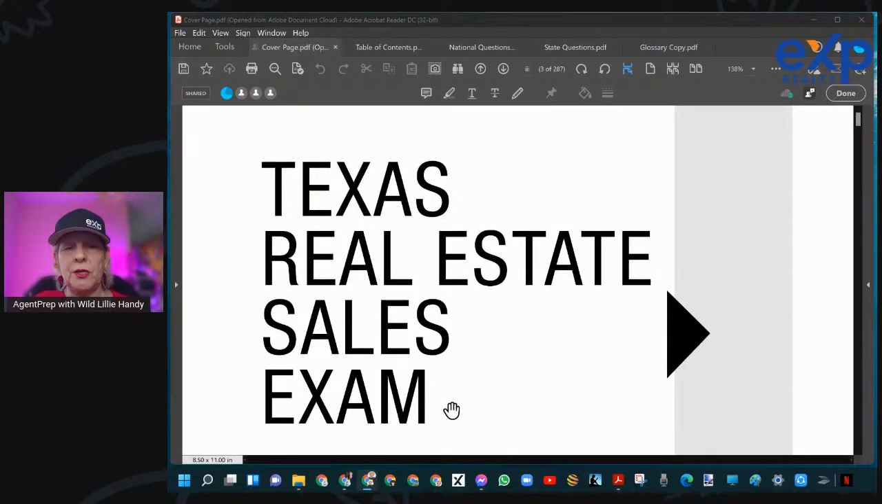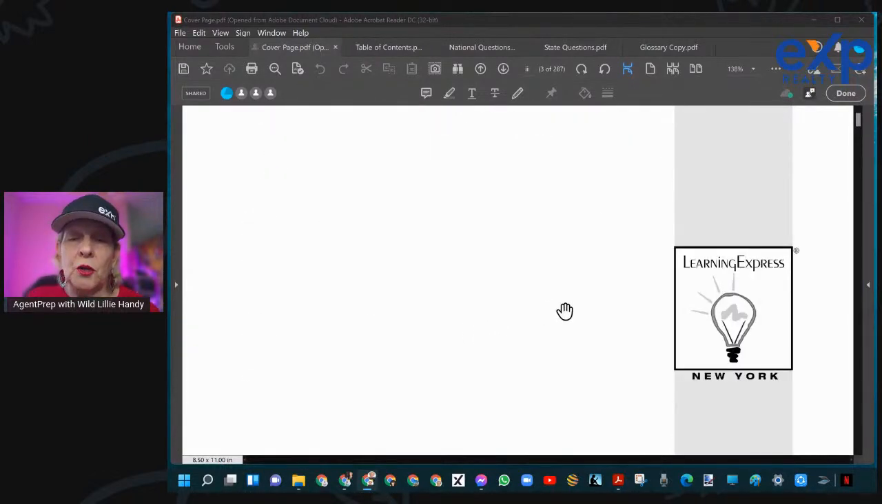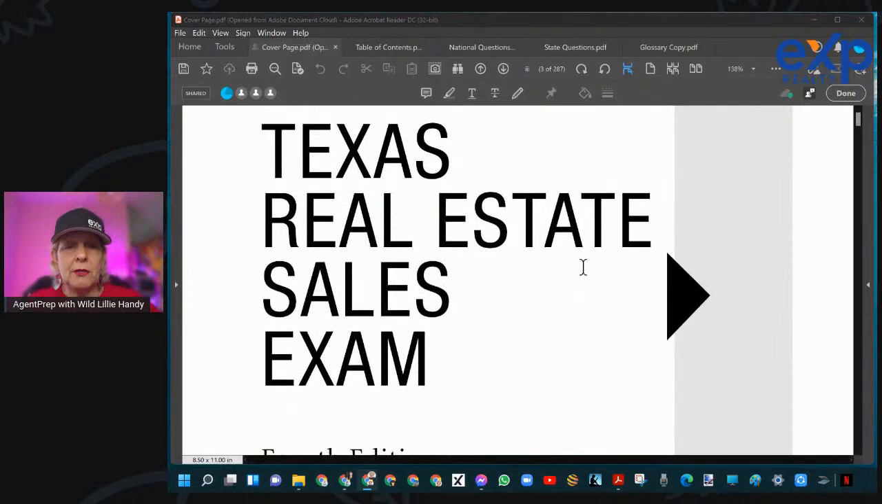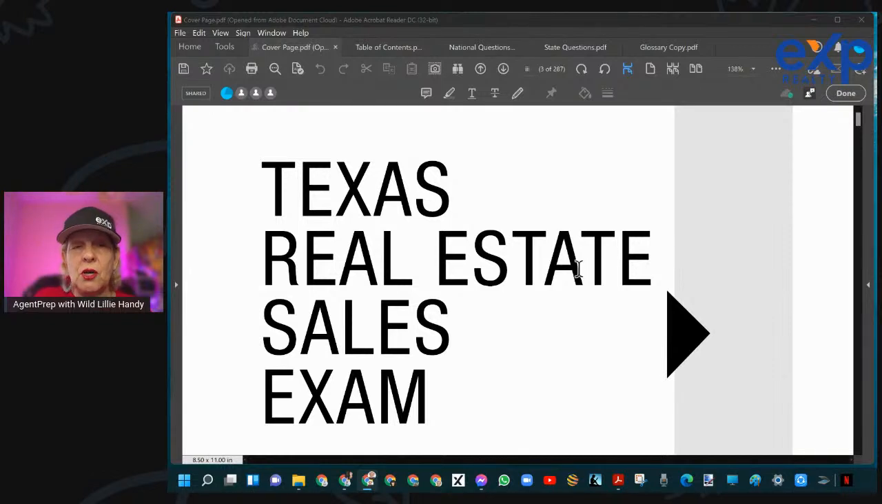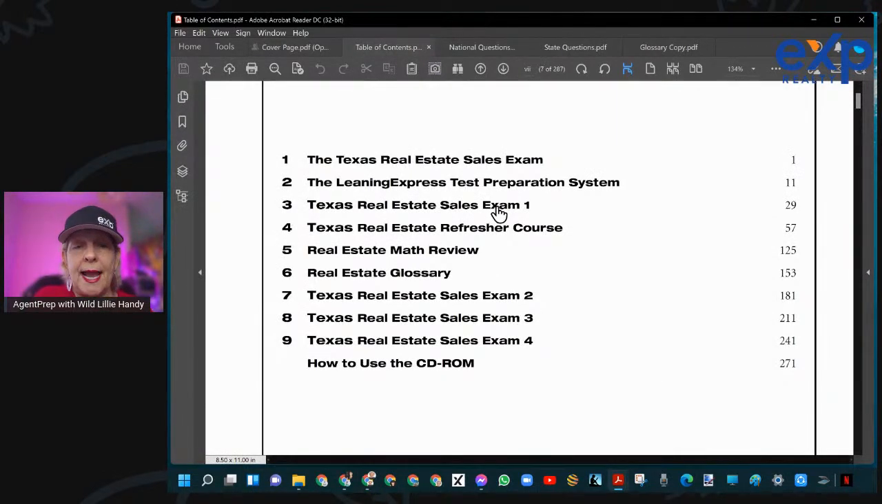This is the book that we're using today, Texas Real Estate Sales Exam. And I love this book. It's by Learning Express. And although it's an old book, okay, well, 2006, not that old, okay, it's excellent for national, for state, because it has 4 exams, exam 1, 2, 3, and 4. It's 287 pages long. It has a little review of what the Texas Real Estate Sales license is about and the test, some test preparation techniques and tips, and a refresher course, math review, and glossary. And we're going to do some glossary, vocabulary definitions, whatever you want to call them, from this book today.